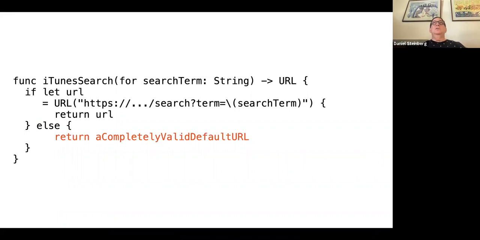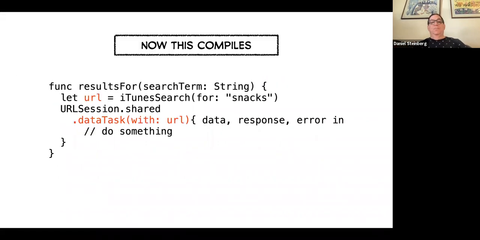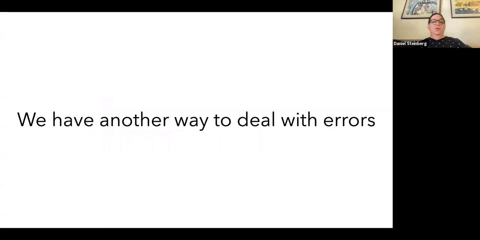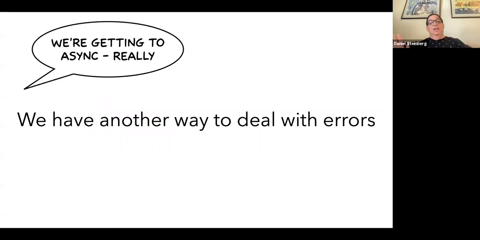And so we've turned this into something that receives an optional, handles it, and passes on something that is not optional. So this URL is optional, returning a non-optional. And now this compiles because URL is an optional data task want something that's not optional, we're happy. Now, another way we have of dealing with errors in Swift is, yeah, we are getting to async.